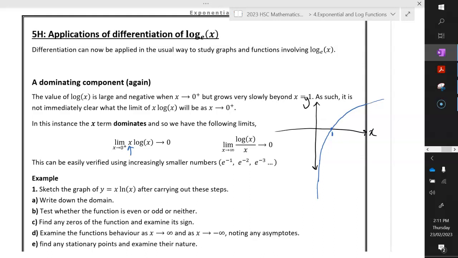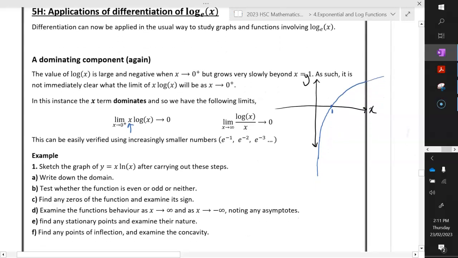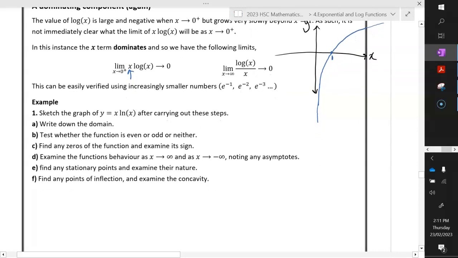In the other instance, the x term is going to dominate as well, but as x goes to infinity, so as x goes the other way and gets large, we would have log of x over x going to 0. Okay, and we can verify that with some values placing in. Now, I wouldn't stress too much in that case whether or not you're grasping that. We're going to actually look at specific instances down here, and we're going to sketch the curve below. So we're going to sketch the graph of x log of x, but we're going to carry out these steps and see if we can actually sketch that.